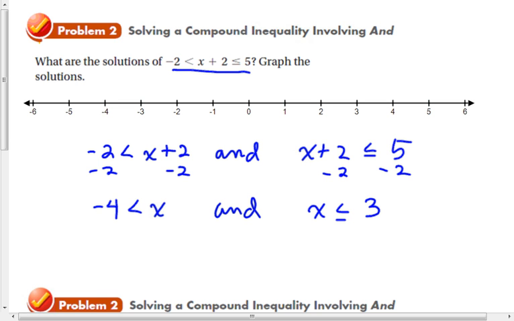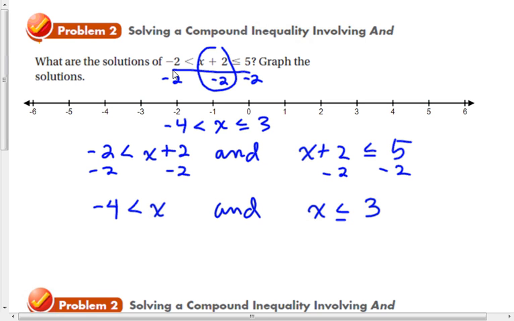Now notice I did the same thing on both of those. So what I really could do is just subtract 2 from the 3 parts up here, and I'll get the same results, but in one simpler compound inequality. So negative 2 minus 2 is negative 4, less than x plus 2 minus 2 is just x, and 5 minus 2 is 3. And so there's my compound inequality.